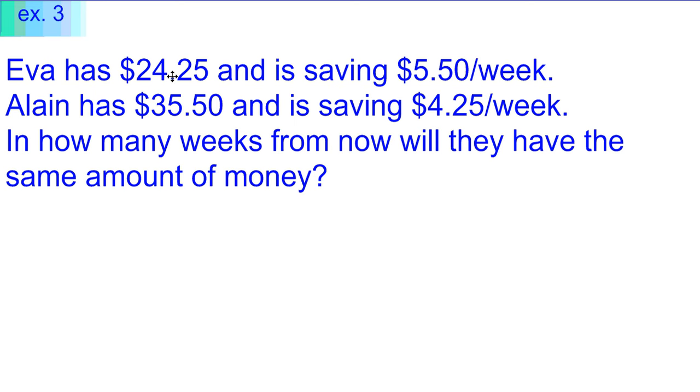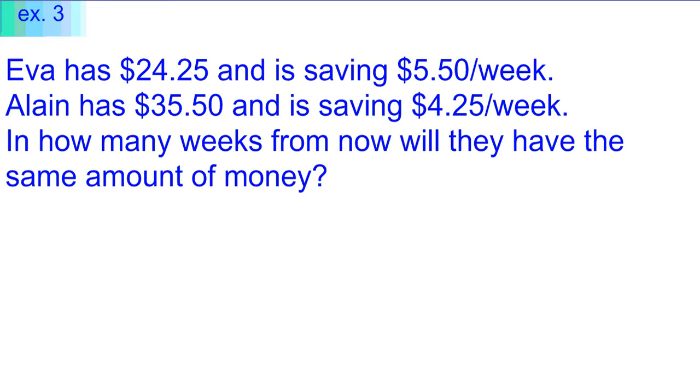Ava has 24.25 and is saving something per week. One of these values is not changing. Looks like this one isn't changing. This one varies. Elaine has an amount that's not changing, and this one varies. Obviously, the number of weeks is what we need to work with for Elaine and Ava to find out what's going on with this value right here.